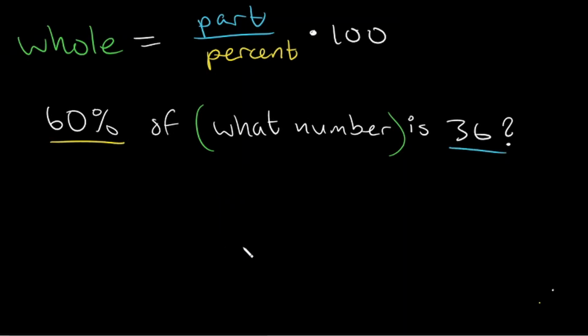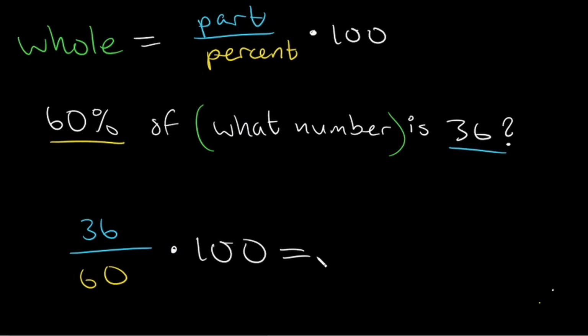So let's solve for our number. 36 divided by 60 multiplied by 100. 36 divided by 60 is going to be equal to 0.6, and then we multiply by 100. 0.6 times 100 is going to be equal to 60. So 60% of 60 is 36.